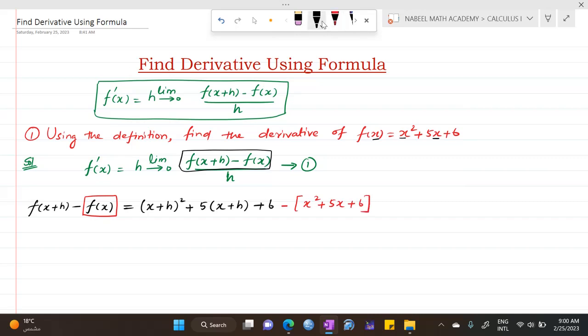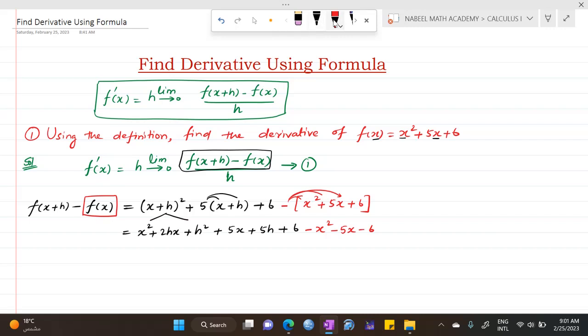Now you have to simplify this part. How will you simplify? This is the a plus b whole square rule: x square plus 2hx plus h square. This is the expansion of this term. Now the next step, I have to multiply: you have 5x plus 5h plus 6. Now multiply the minus inside the bracket, so you will have minus x square, minus 5x, and minus 6.